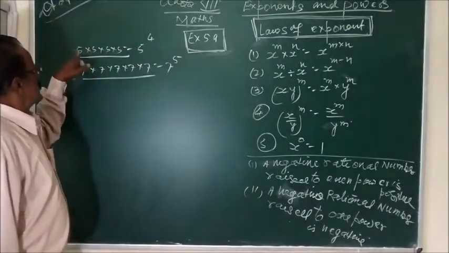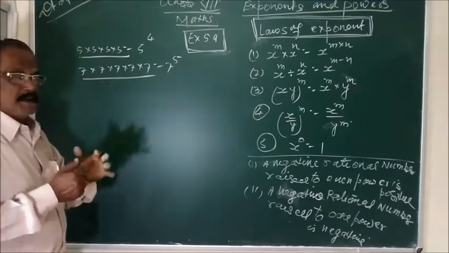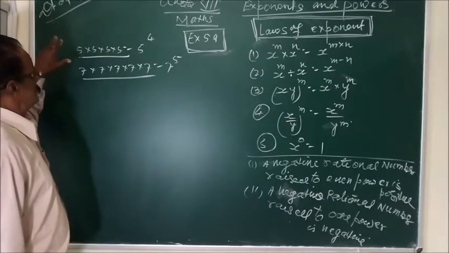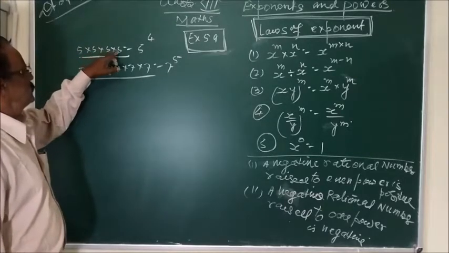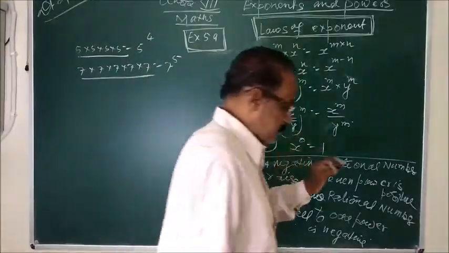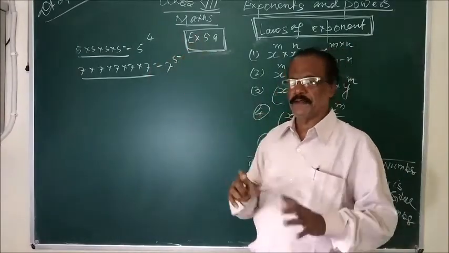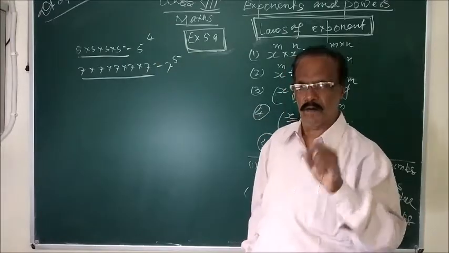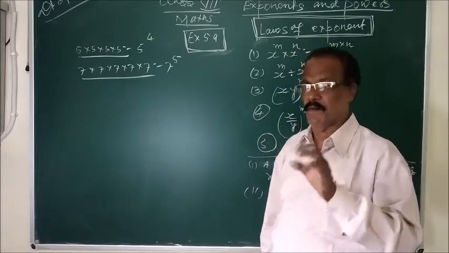Suppose you multiply any number by itself. Suppose the number is 5, and you are multiplying 5 into 5 into 5 into 5. How many times are you multiplying? You are multiplying 5 by 5, 4 times. So that can be expressed in a very short form, and this is called exponential form. What is it called? It is known as exponential form.